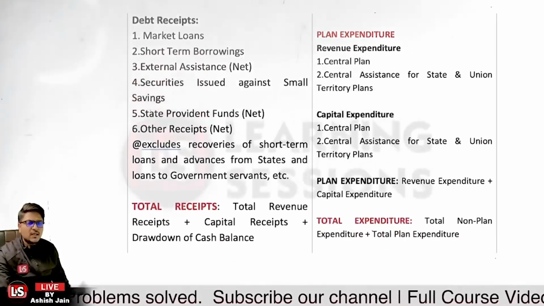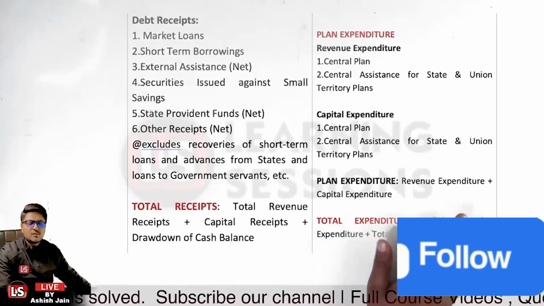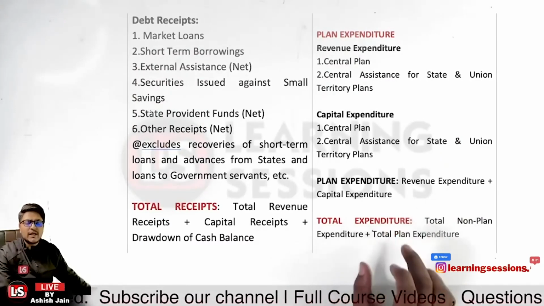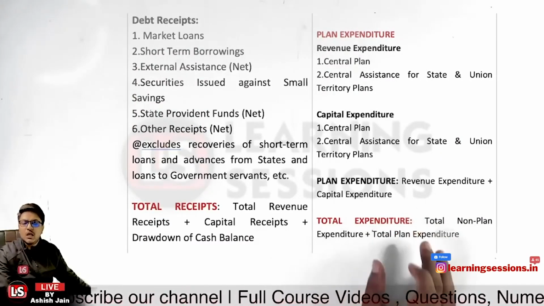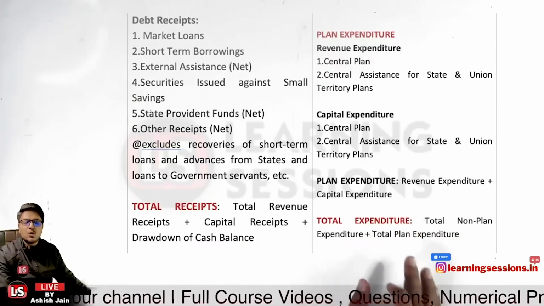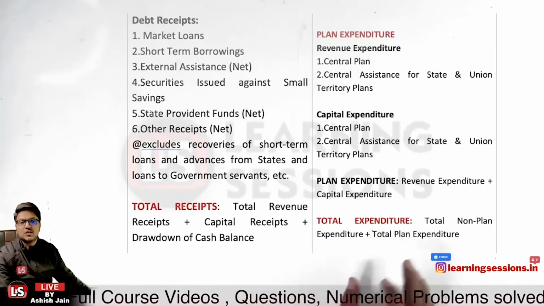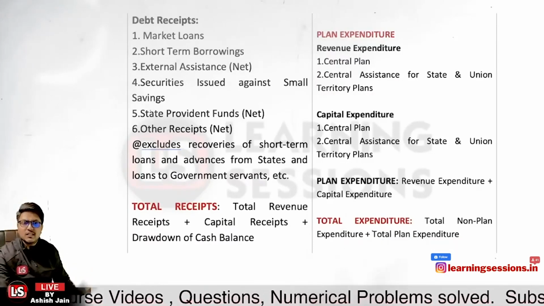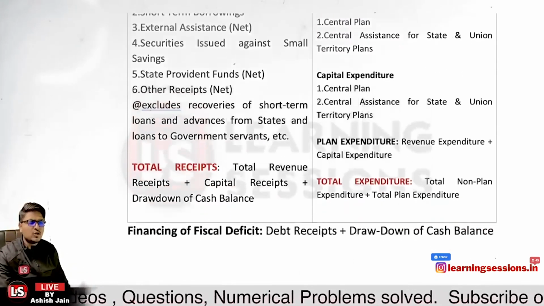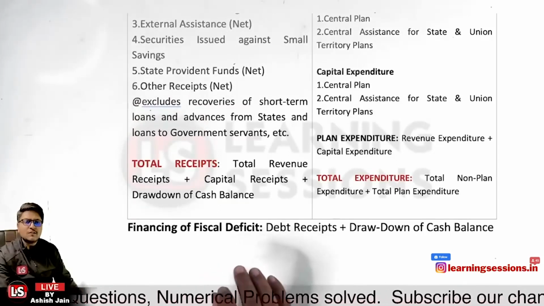So we can say the planned expenditure total is equal to revenue expenditure plus the capital expenditure, and the total expenditure is equal to total non-planned expenditure plus the total plan expenditure. So that is basically the sum total of total expenditure, and further the total receipts over there, and financing of the fiscal deficit.